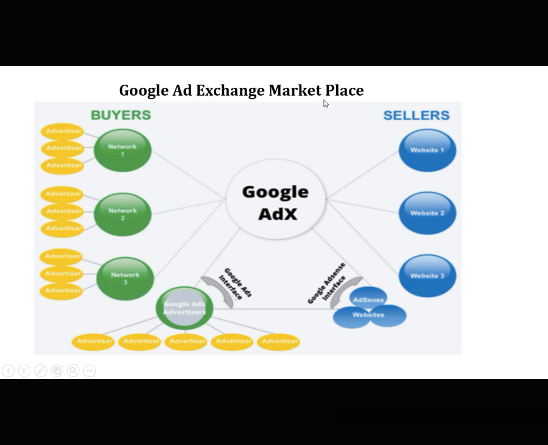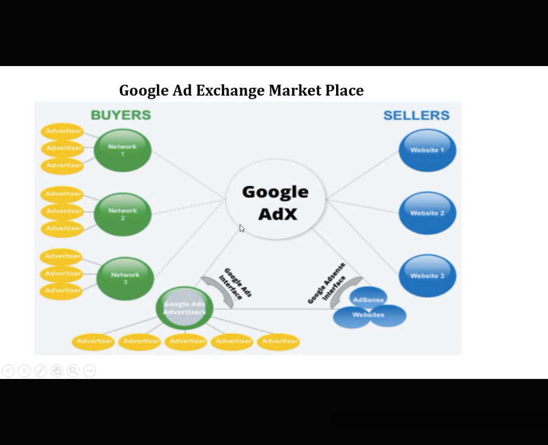This is the Google Ad Exchange Marketplace. So here these are the buyers, advertisers, network 1, network 2, network 3. There are 9 advertisers in 3 network pools. Then you have Google Ads advertisers separately, which has 4-5 advertisers, and there are other network ads also. These can be other networks like Programmatic, InMobi, Index Exchange, OpenX.